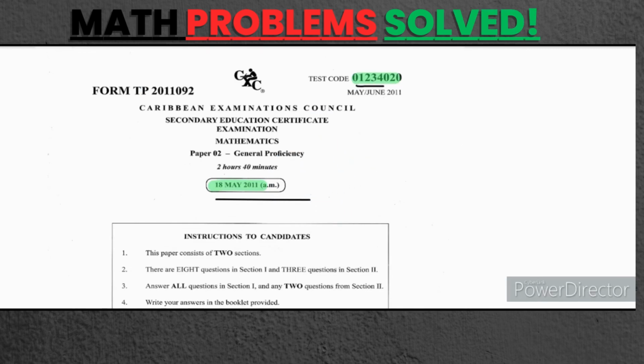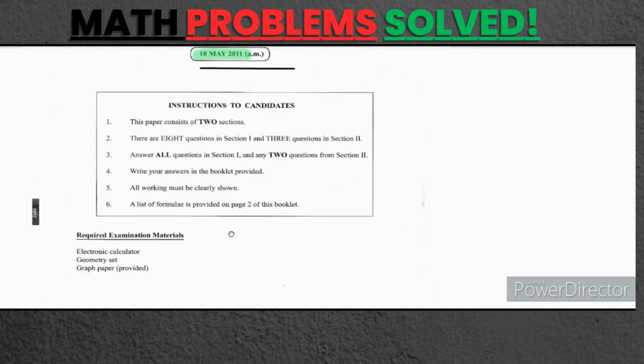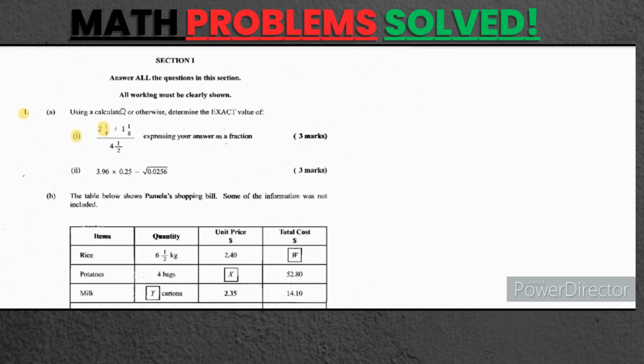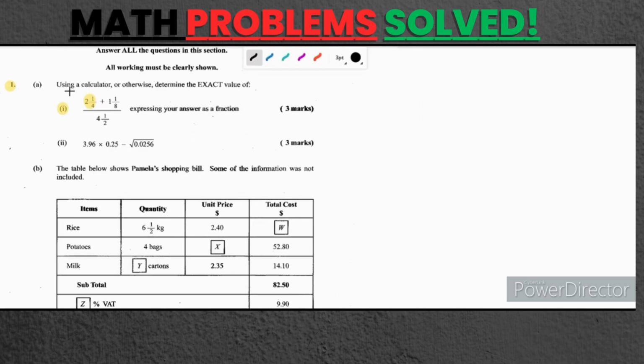Students, today we are going to start this paper, right? So first of all, we will go to the first question. What the first question says here: using a calculator or otherwise, determine the exact values. So this fraction is given to us. We have to convert it into a single fraction by simplifying it, expressing your answer as a fraction.